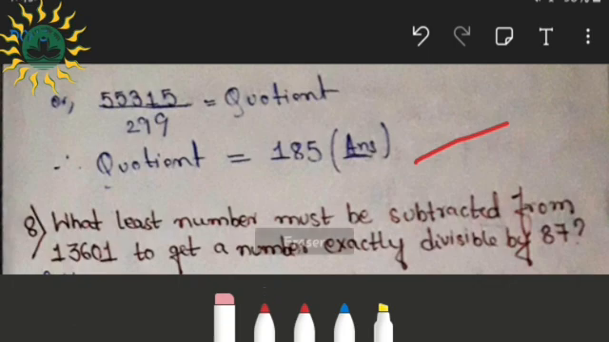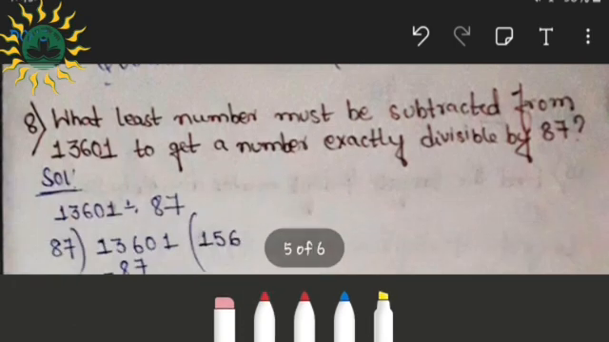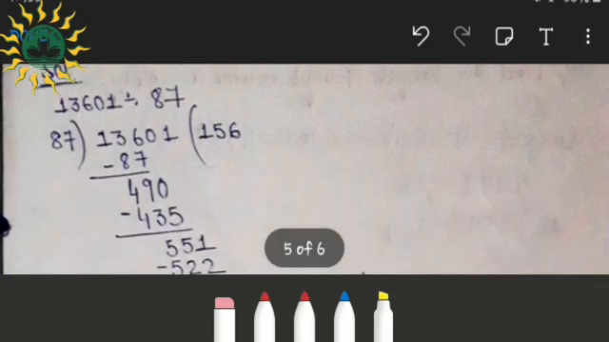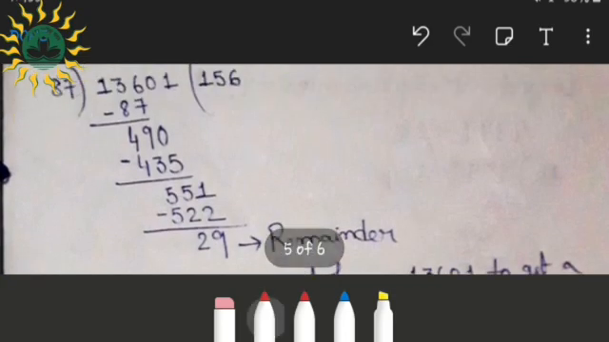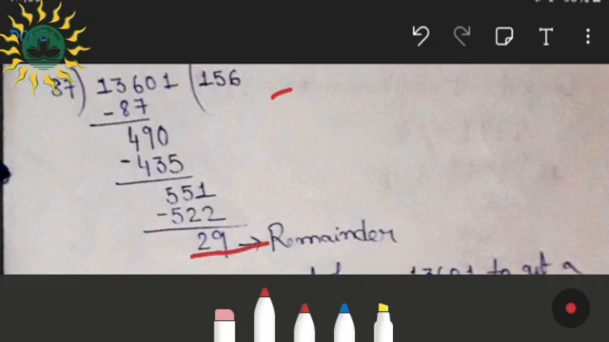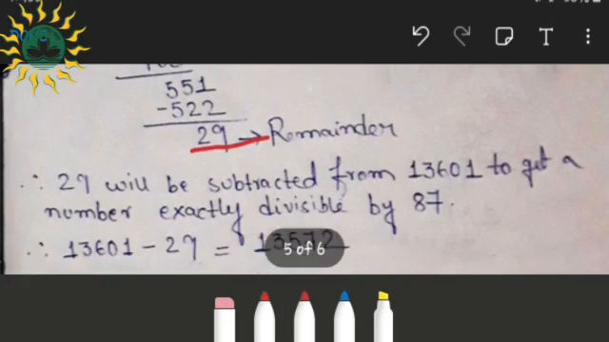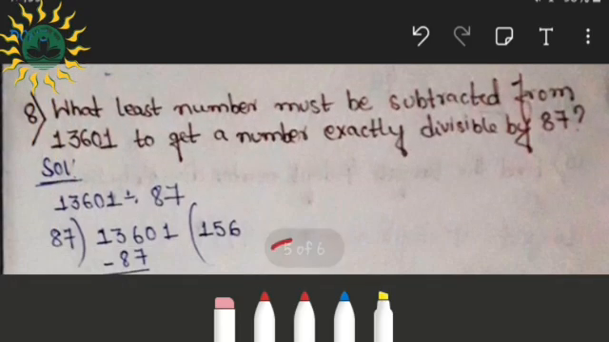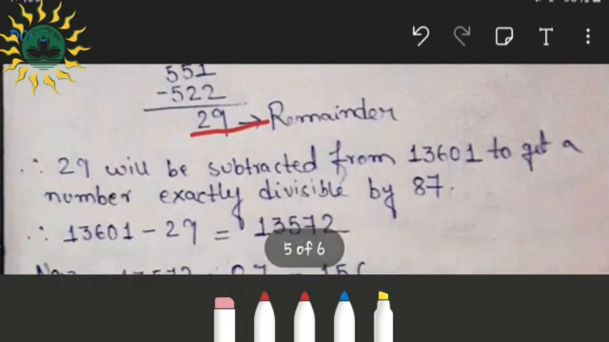Okay, next sum. What least number must be subtracted from 13601 to get a number exactly divisible by 87? For this we need to divide the number first. So 13601 divided by 87, we will get 156 as our quotient and 29 as our remainder. Now this 29 should be subtracted, because this is the extra portion. So this least number should be subtracted from 13601 to make it completely divisible by 87.